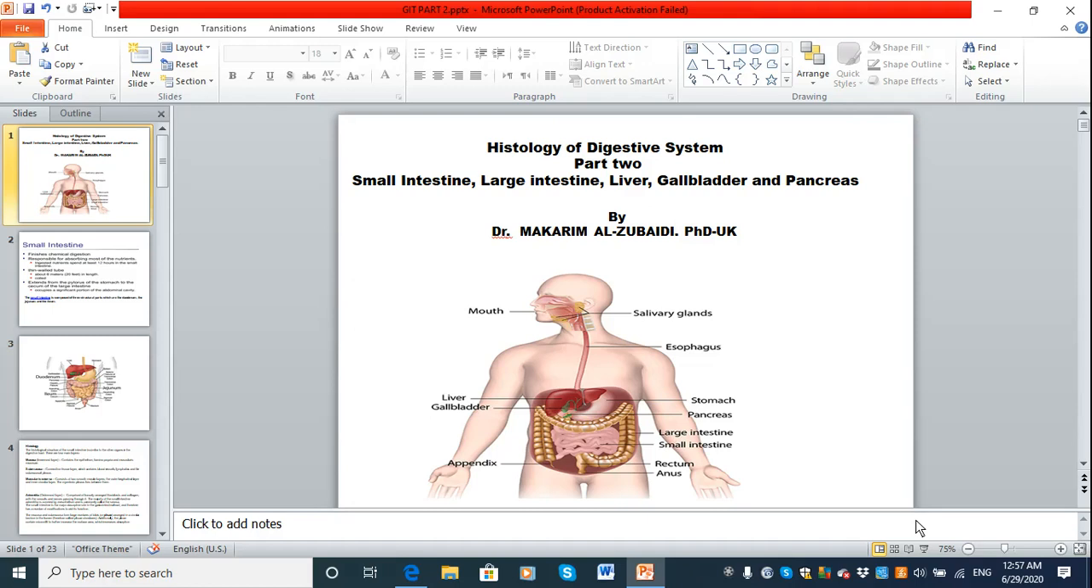The second part of histology of the digestive system. In this lecture, we will focus on the small intestine, large intestine, liver, gallbladder, and pancreas.